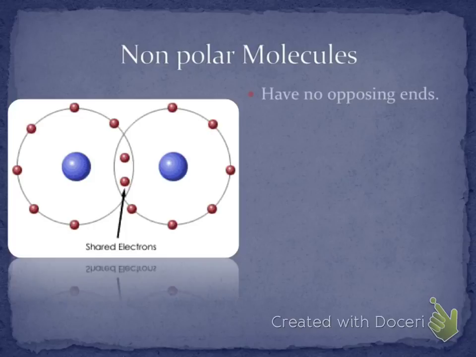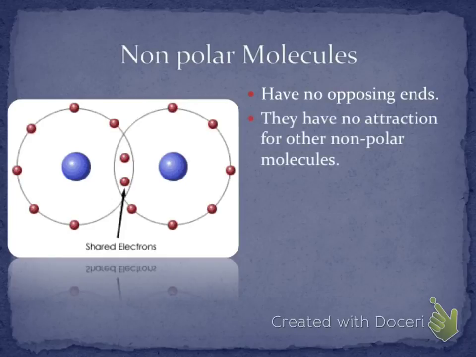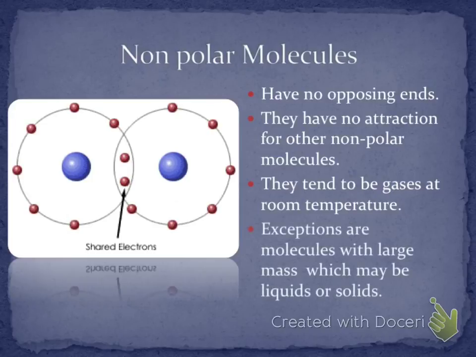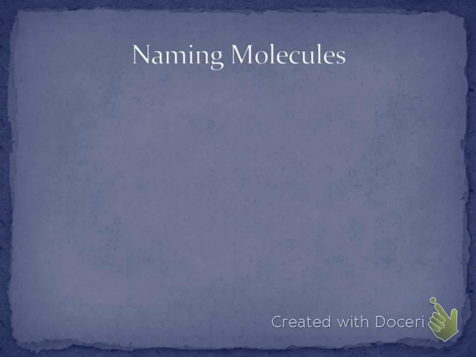Nonpolar molecules have no opposing ends. Remember, that's an equal share of those electrons. The electrons spend the same amount of time around their atoms as they do the other atoms, so they don't pick up those apparent or partial charges. So they have no attraction for other nonpolar molecules. If anything, they're repulsed by other nonpolar molecules, and they want to get as far away from each other as they can. So as a result, they're going to turn into gases at room temperature. Exceptions would be molecules that have large molecular masses and have a lot of inertia, so they can't be gases.